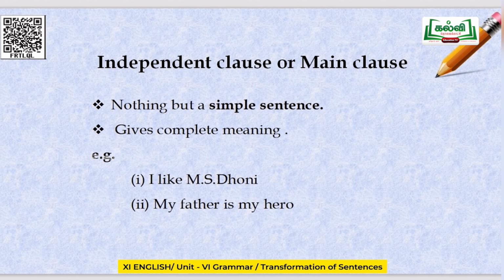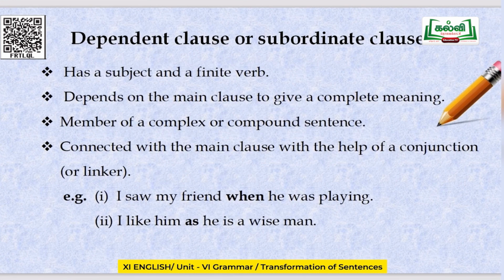Another example is, my father is my hero. Here again, this is an independent clause. I shall give you an example for dependent clause or subordinate clause. I saw my friend when he was playing. Here, when he was playing is a subordinate clause.